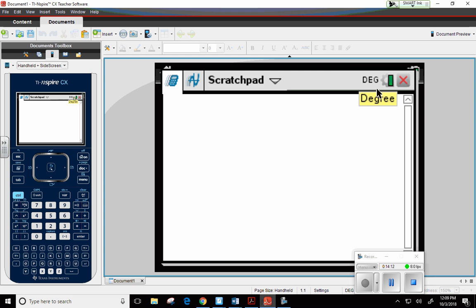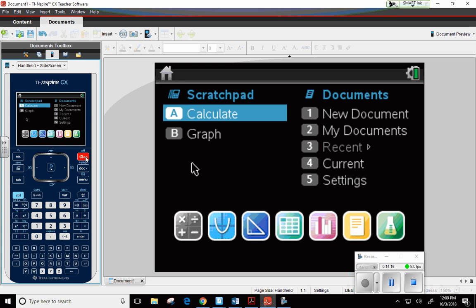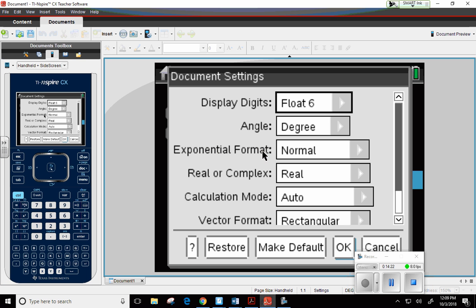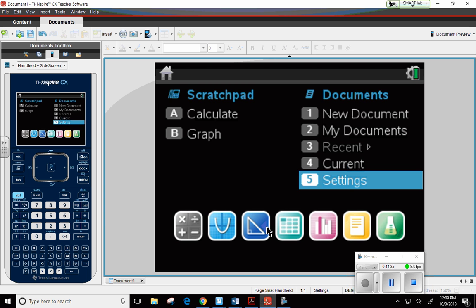So you notice at the top, mine already says DEG. It's in degrees. But if you do need to change it from your home screen, remember you'll go to Settings, and then Document Settings, and then right here the second one. So you'll want it to say degree. If it doesn't, you can just use the drop-down menu, change it. But then always make sure to click Make Default. Make Default. Don't just click OK. All right.